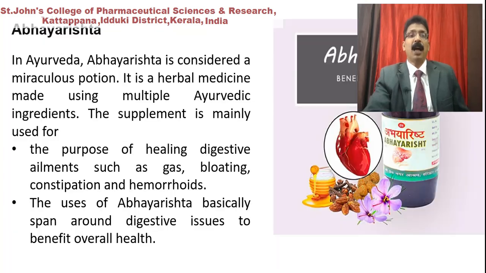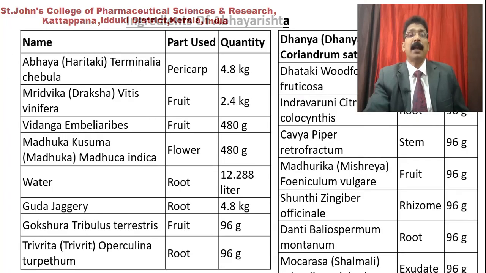And when you come to Abhayarishta, I have taken Abhayarishta as an example. It is also healing for digestive ailments, like gastric problems, bloating, constipation, and hemorrhoids. Treatment can be given with Abhayarishta. I have given various ingredients; especially it has Terminalia chebula as the main constituent. Apart from that, it has many roots, stems, and dried fruits. Foeniculum vulgare is also added. For all these, I have given the ingredients.